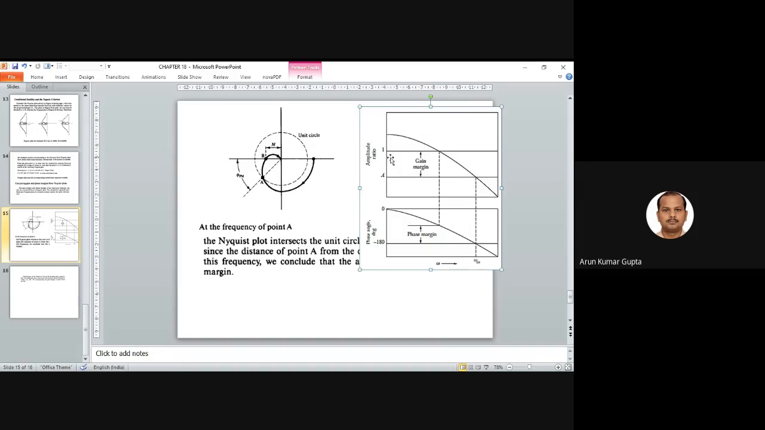Similarly, if you have the point A, from here you draw on your phase angle. So from point 1 to... how are you plotting this? Are you getting point A?